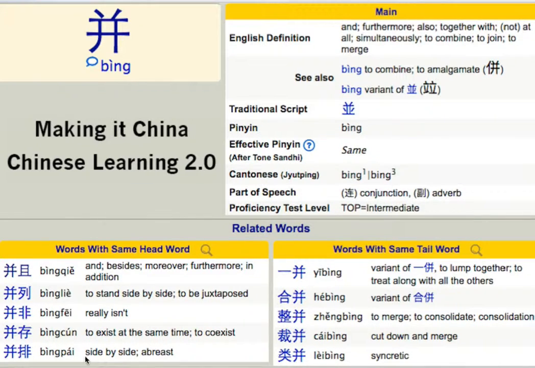并排, side by side. All right, now let's look at the pinyin from the left side, where the bing is to the left. On this side we have bing to the right. Okay, let's go.